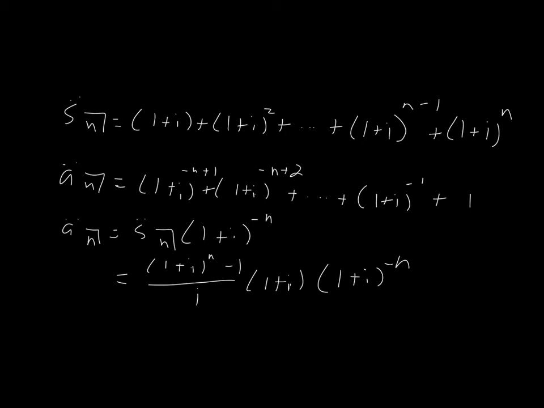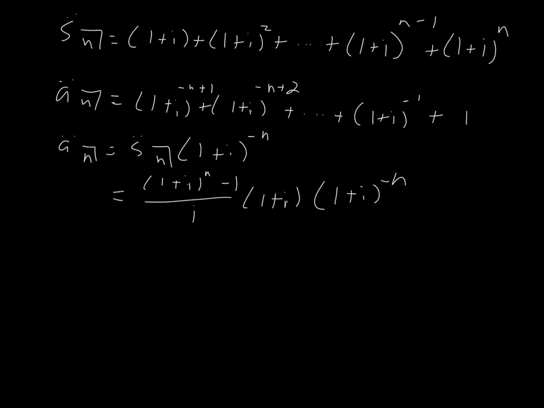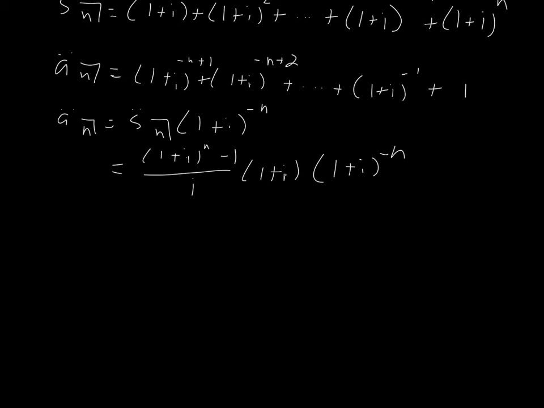Now, I'm going to simplify this a little bit. I'm not going to multiply the 1 plus i through. I'm going to multiply the 1 plus i to the negative n through. So when I do that, I get 1 plus i to the negative n times 1 plus i to the n is 1, and I get 1 minus 1 plus i to the negative n over i times 1 plus i. In other words, a angle n times 1 plus i.